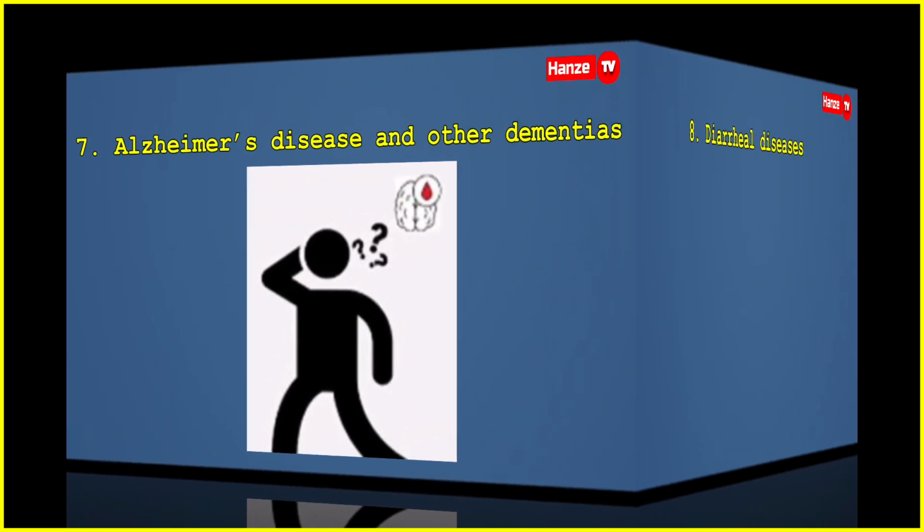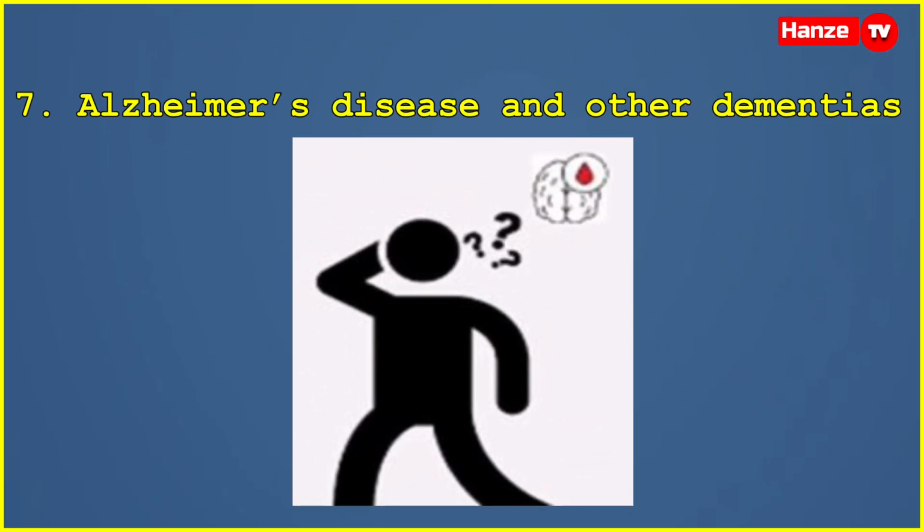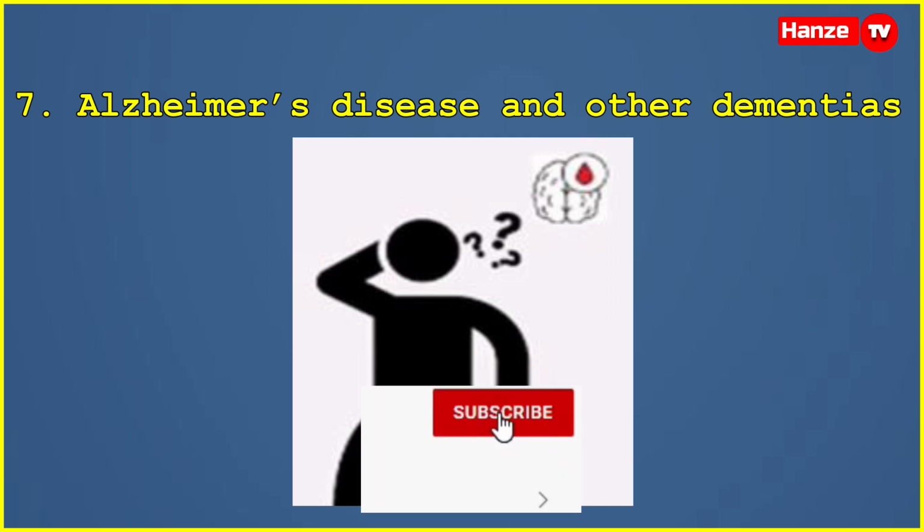Number 7. Alzheimer's disease and other dementias. Alzheimer's disease is a progressive disease that destroys memory, interferes with decision-making, and interrupts normal cognitive functions. These include thinking, reasoning, and other everyday behaviors.